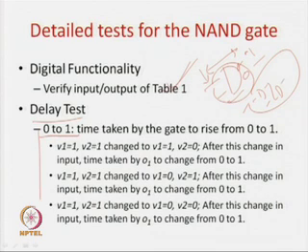Now, how do you go for a delay test? The delay test will be from 0 to 1. Initially in the NAND gate, the output was 0. Now, you have to make the output 1 because of some inputs, like maybe the input was 1 1 in that case, and now the input is 0 0 or something like that.